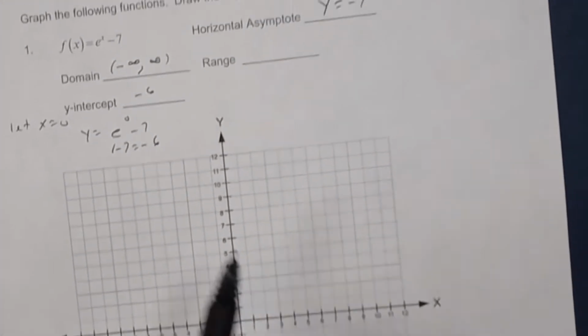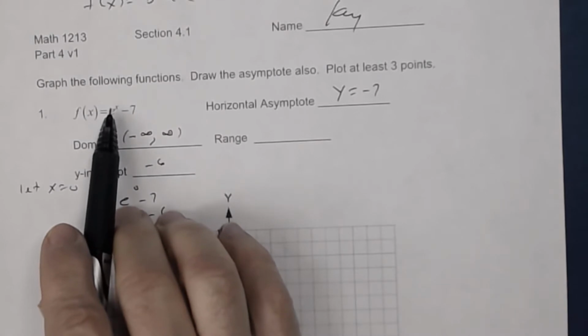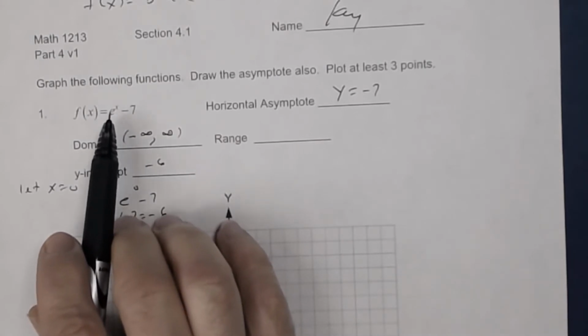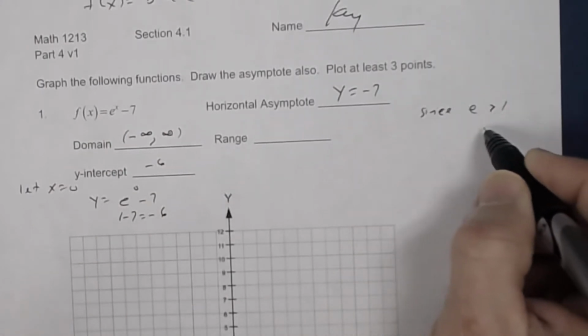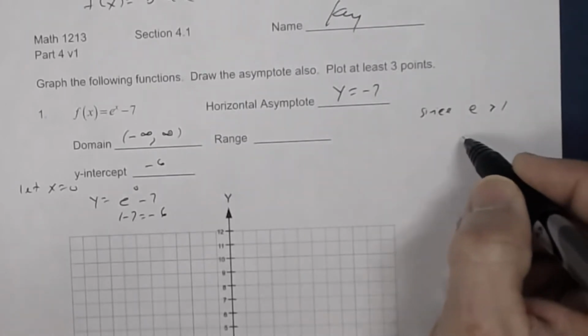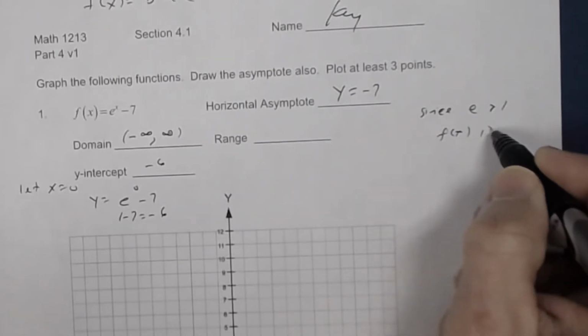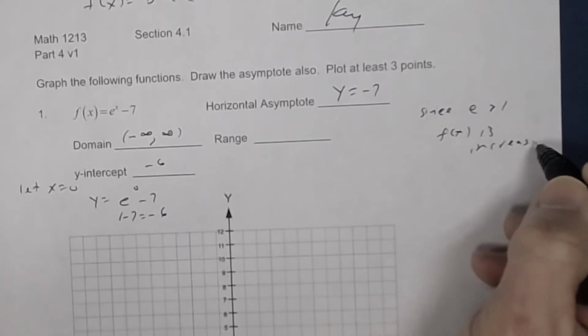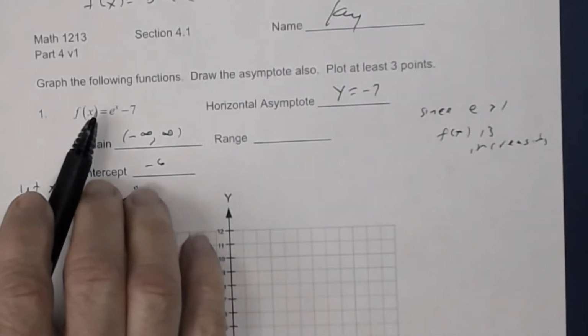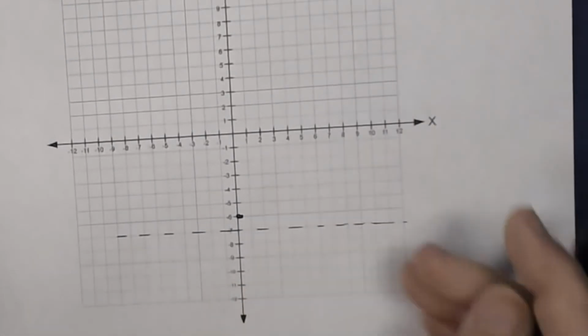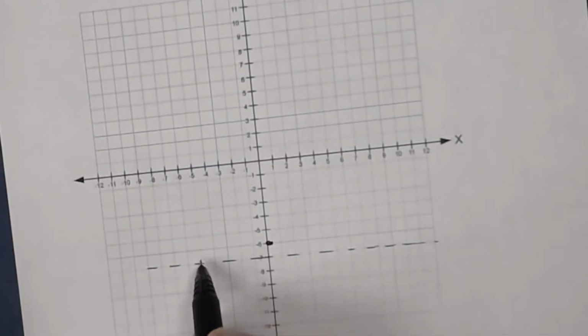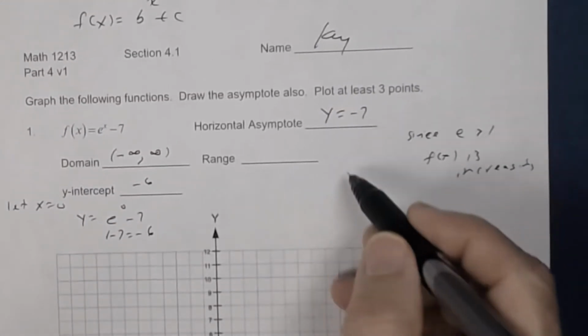Okay. Now remember, in the previous lesson we talked about the fact that if the base is greater than 1, so since e is greater than 1, remember e is approximately equal to 2.718, then f of x is increasing, unless there's a reflection. Do you see a negative in front here? No. So there's no reflection. So that means that when I graph this, it's going to look something like this. Now, I know that the tail end is going to get closer and closer to this horizontal asymptote.